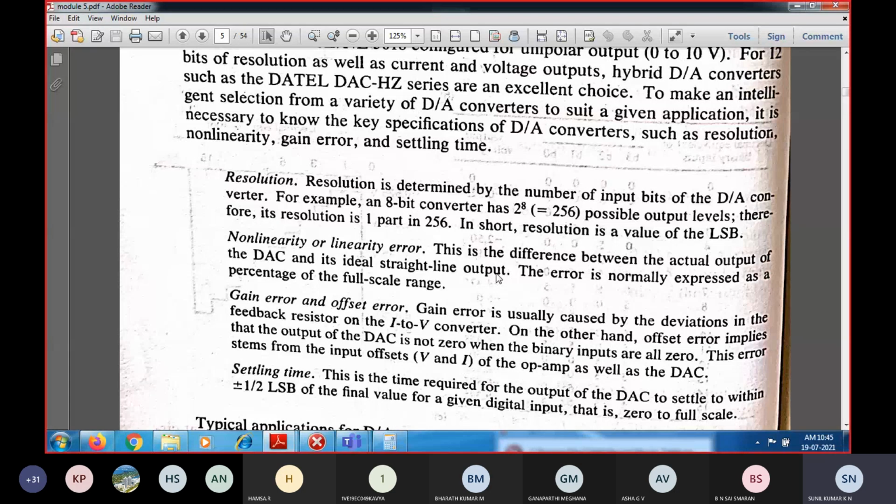So linearity means ideally you should have a straight line. That means you should have equal step height as well as step size. But if it is deviated, then that is called a linearity error. And then the gain error and the offset error.